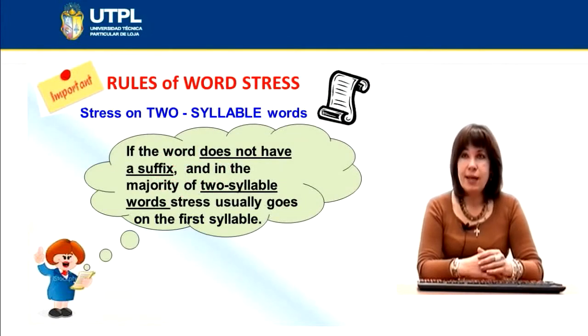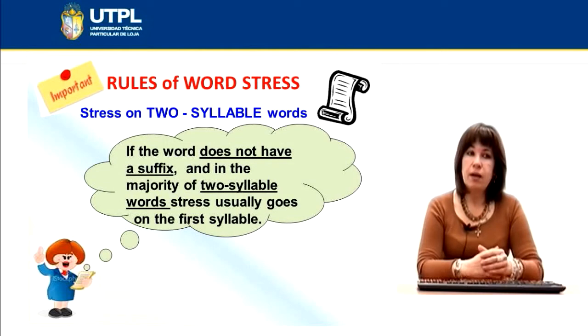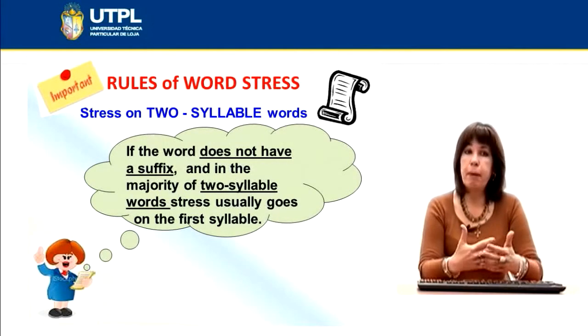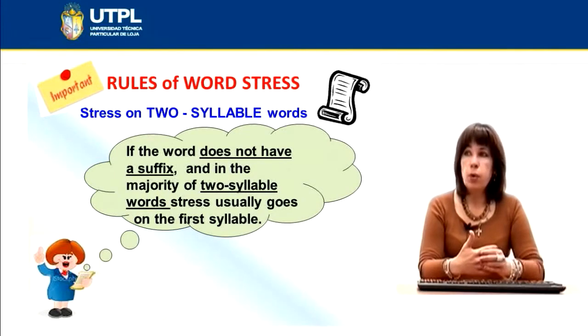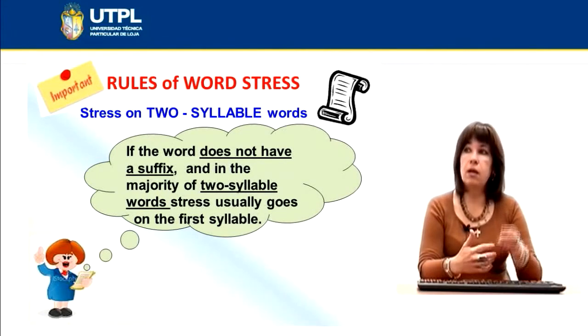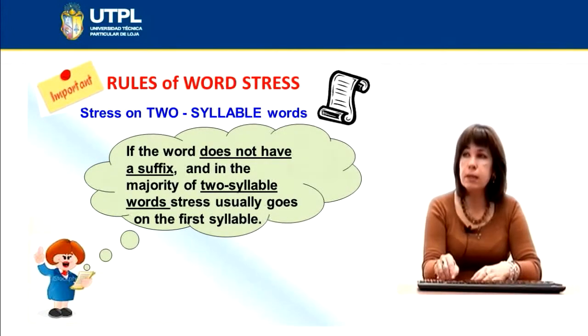At the beginning I said that placement of stress in the English language is unpredictable and non-systematic. But actually there are some rules, like patterns, that we can follow when teaching English stress. Let us see stress on two-syllable words. If the word doesn't have a suffix, in the majority of two-syllable words, stress usually goes on the first syllable. It's one of the rules that can be explained.